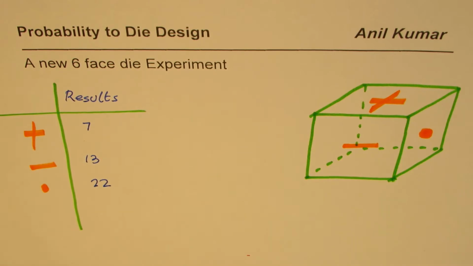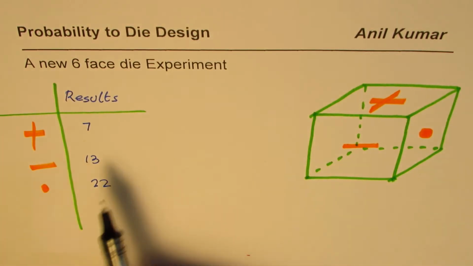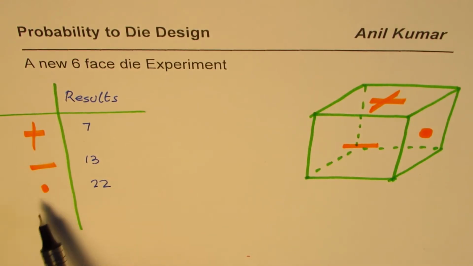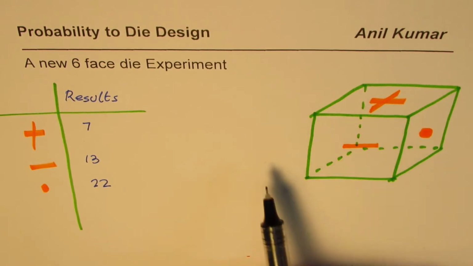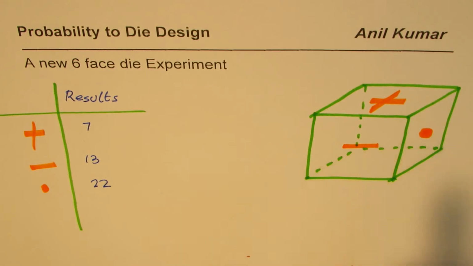Now what do you infer from here? You have to tell me, if the result of rolling a 6-way die is 7 pluses, 13 minuses, and 22 dots, then how many faces will have a plus sign, how many faces will have a minus sign, and how many faces will have a dot? That is what you need to figure out.